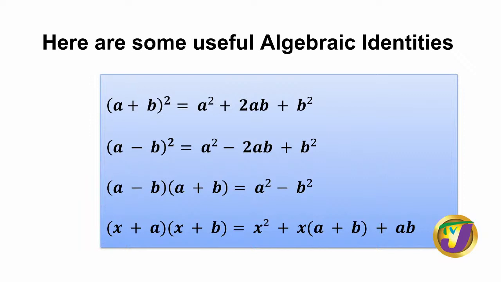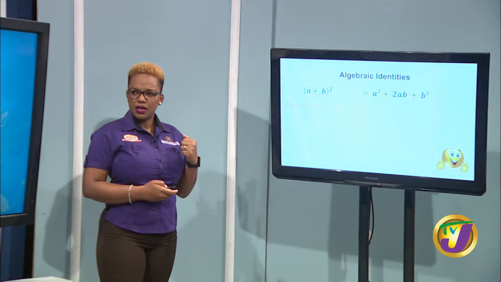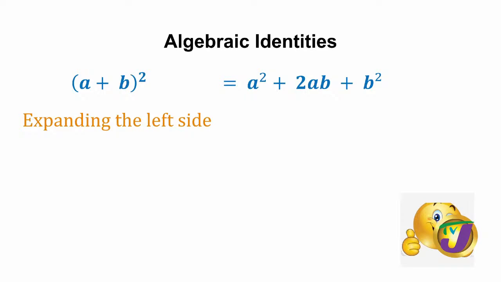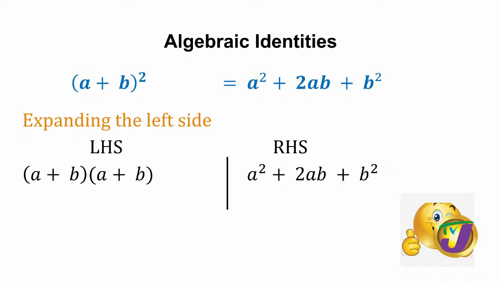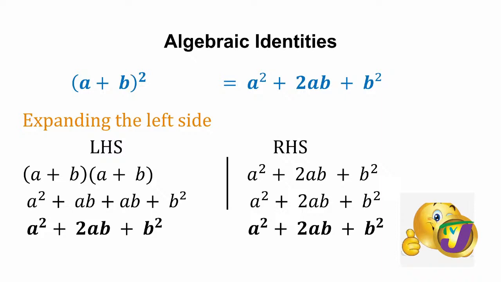Starting with the first, the addition perfect square, we're going to expand the left side and see if we get the right side. Remember that square means we're multiplying the term a plus b by itself. Following the distributive law, we multiply each term in the first bracket by each term in the second bracket, and we get a squared plus ab plus ab plus b squared. We see like terms in the middle, ab added to ab, which simplifies to 2ab. So that one is pretty straightforward, and we can see that they are indeed identical and equivalent.